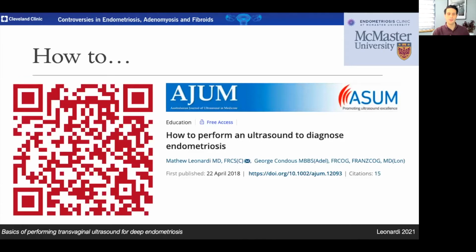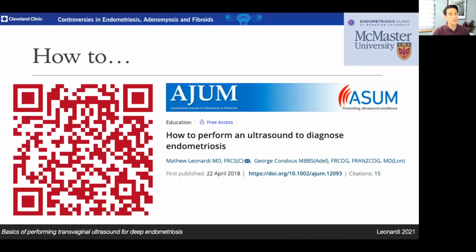Now, the publication is wonderful, but it may not be as efficient in actually performing the ultrasound as it could be. In surgery, one of our special E's is efficiency. We want to be efficient in how we actually do our surgery. That applies to ultrasound as well. So Professor George Condous and I have published this paper, How to Perform an Ultrasound to Diagnose Endometriosis, in the Australasian Journal of Ultrasound in Medicine.